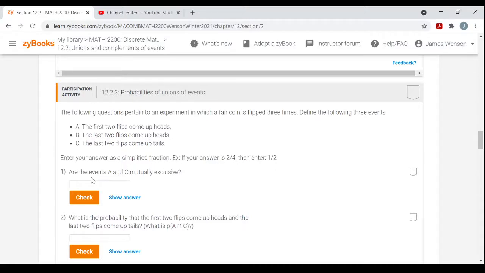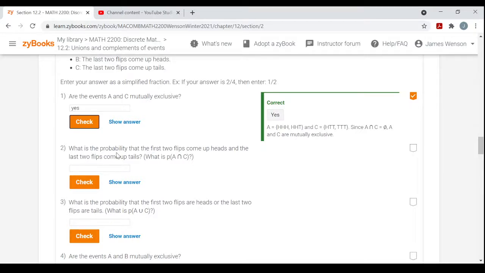Unless they ask you a yes or no question. Are events A and C mutually exclusive? Again, there's only 3 coin flips here. If the first 2 are heads, the last 2 can't be tails. So for A and C, there's only one flip left. If the first 2 are heads, the last 1 can be a tail, but not the last 2. So A and C are mutually exclusive, right? So I'll put yes. They can't happen at the same time.